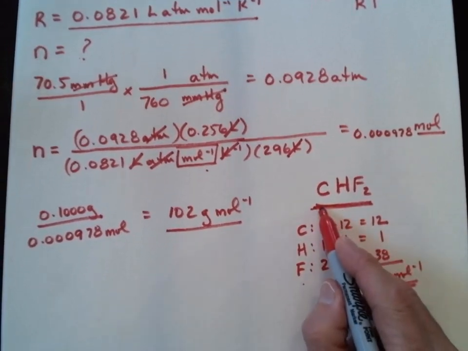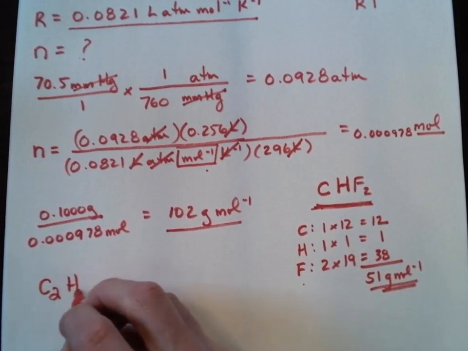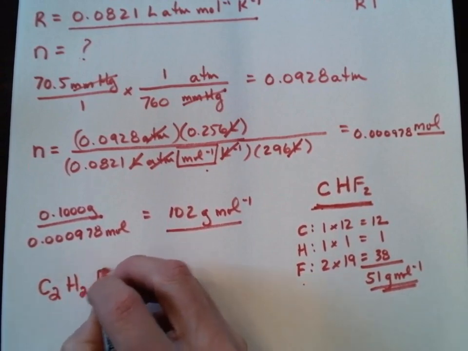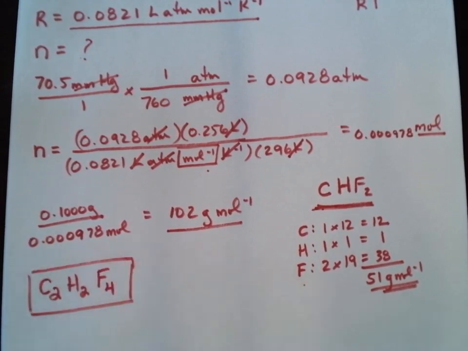So if I multiply this by 2, I'm going to have 2 carbons, 2 hydrogens, and 4 fluorines. And this is going to be the molecular formula of the gas sample.